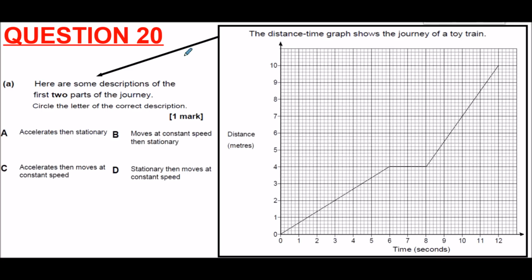Question 20, we've got a distance time graph showing the journey of a toy train. We've got 4 different descriptions for the first 2 parts of the journey. We need to circle the letter of the correct description. So the first 2 parts of the journey are from here to 6 seconds, and then the flat bit here.